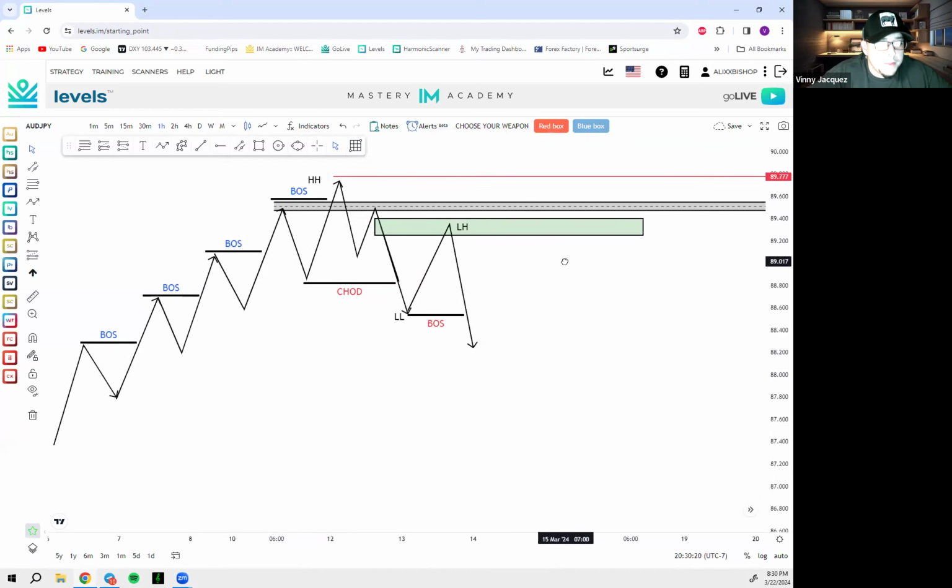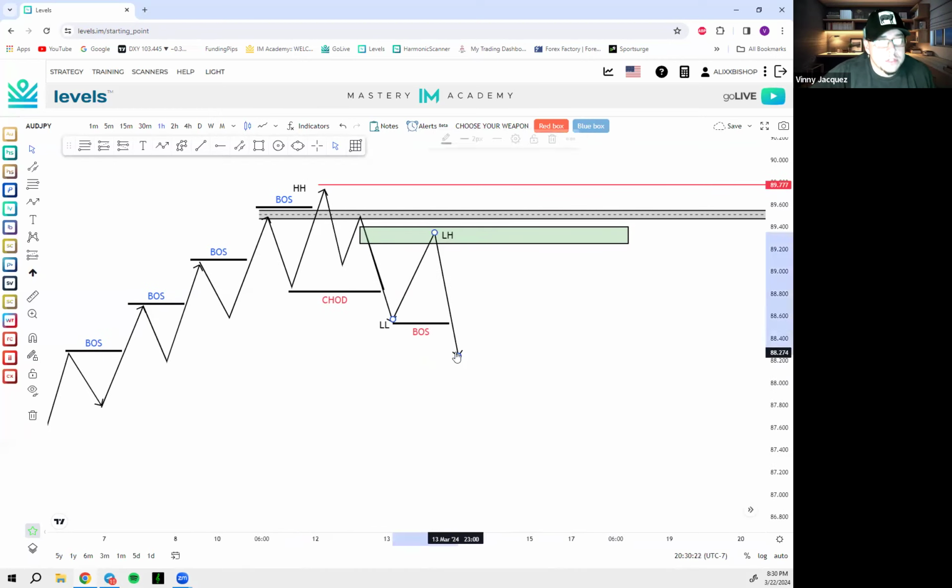Yeah, of course. Now, guys, we just broke structure to the downside, making a new lower low. Boom. So now all we do is rinse and repeat. Lower low, lower high. Guys, did we just break structure? Yes, we did.